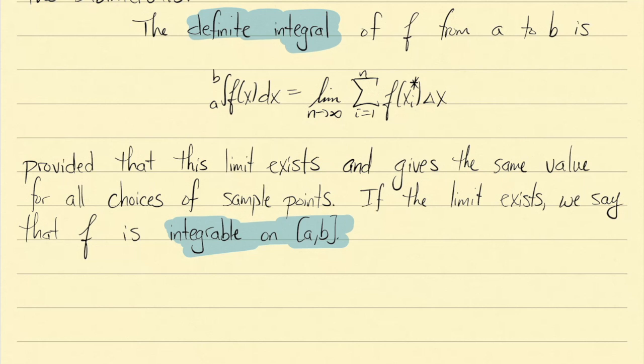Now, this is provided that the limit exists and gives the same value for all choices of sample points. If this limit does exist, we say that f is integrable, and we specify where it is integrable, because not all functions will be integrable on all intervals. So we say that f is integrable on the interval from a to b.